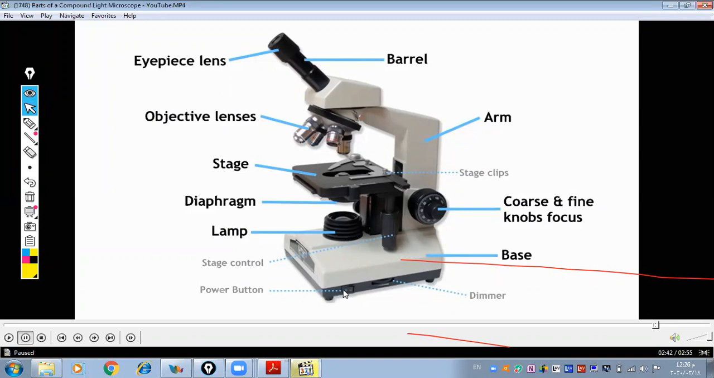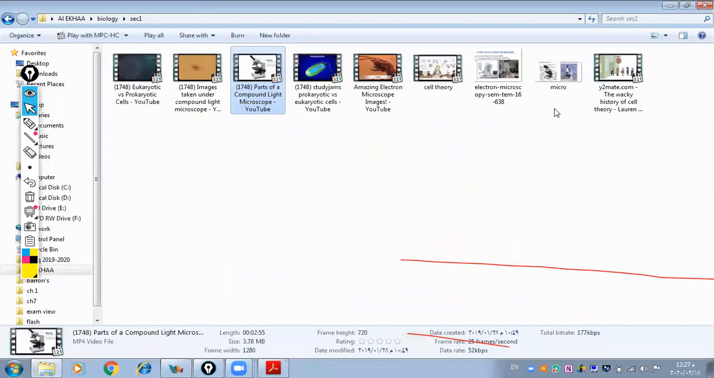And here the light comes from this power button, so we can use a lamp here and direct the light from down up. It will light up the slide you are examining. Then the light comes from the slide up through this lens and through to the eyepiece lens. So this is the compound light microscope.